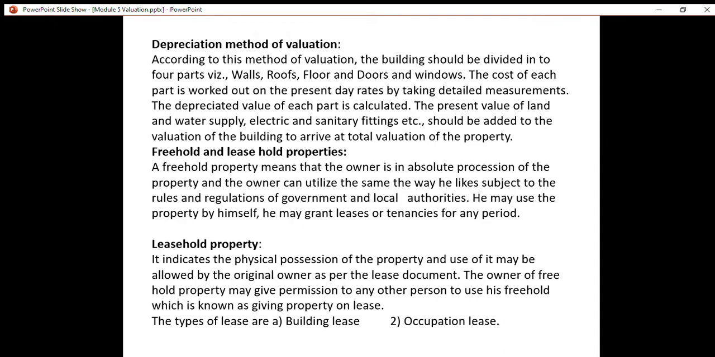Number 6, depreciation method of valuation. Here the valuation is done by adding the present value of land and other utilities to the depreciated value of the building.